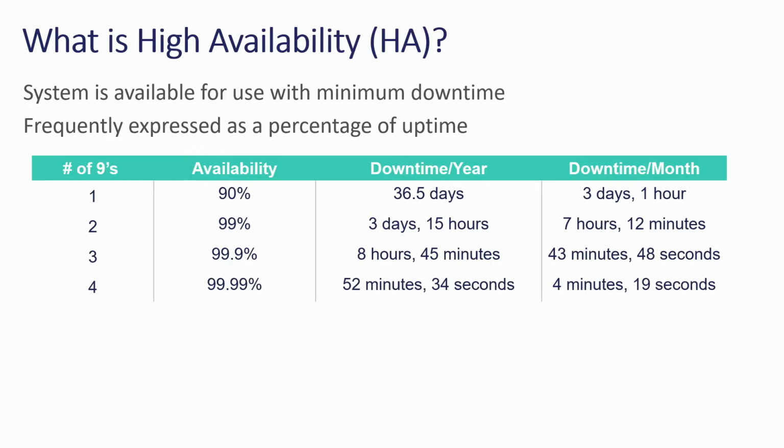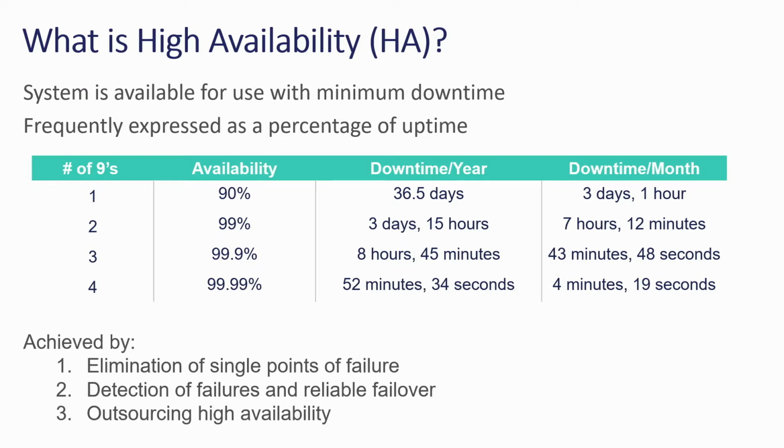So what is high availability, or HA? Well, it's making sure that your system is available for use with minimum downtime. And it's often measured or expressed as a percentage of uptime. So how do we achieve this? The main thing we're trying to do is eliminate single points of failure. And we can do this by introducing redundancy into the system. Second, if we are not able to eliminate a single point of failure, we want to detect that and fail over to a standby instance. And another way is we can outsource our high availability.